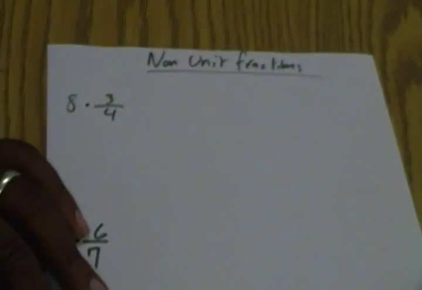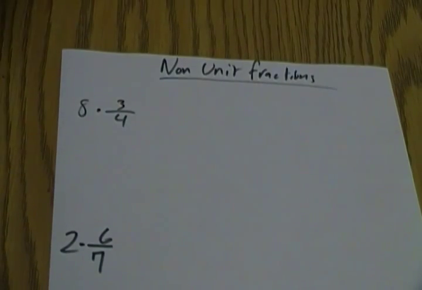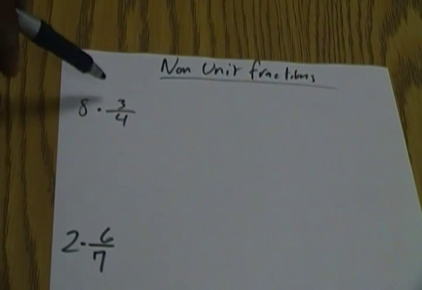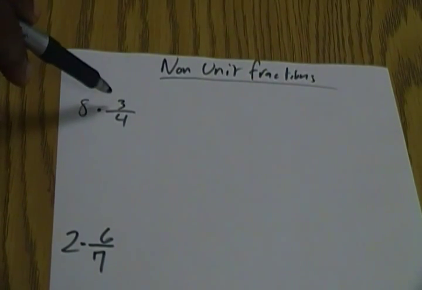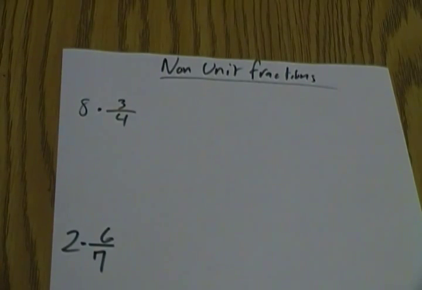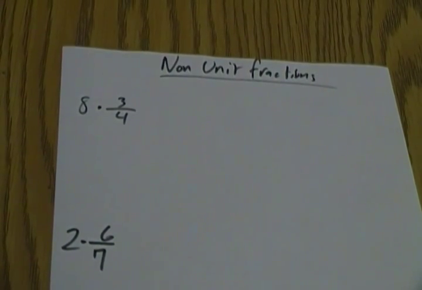Today in class we talked about non-unit fractions. Non-unit fractions, just like what we were talking about the other lesson. A unit fraction is when you have a 1 in your numerator. This time we have another number that's not 1. So these are your non-unit fractions. Alright. The same tactics still really apply.